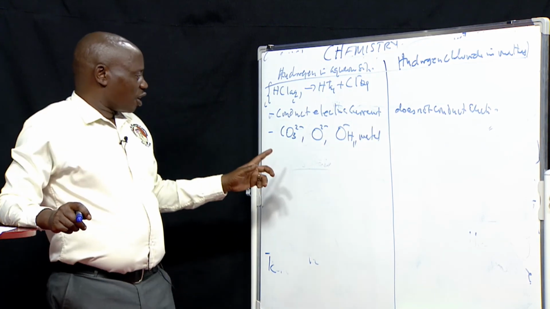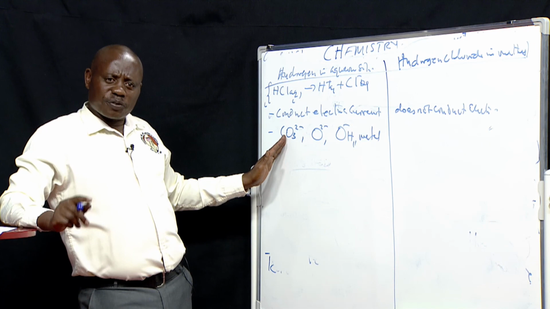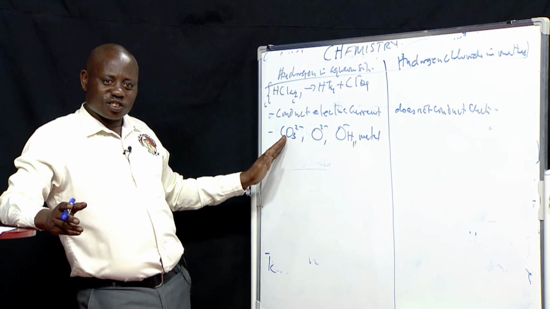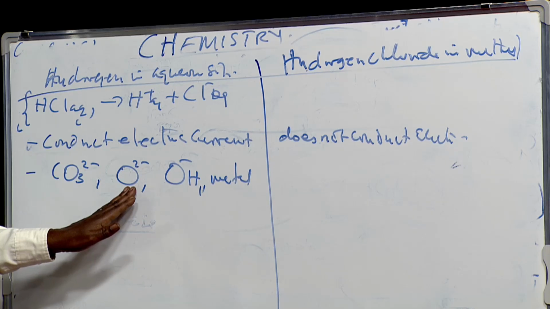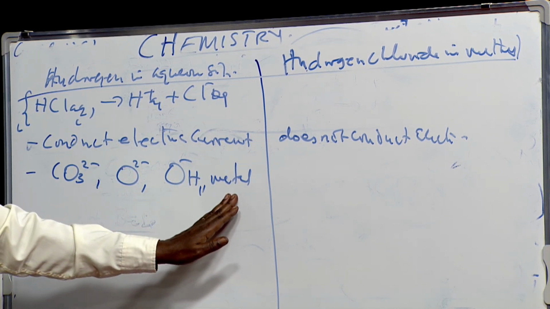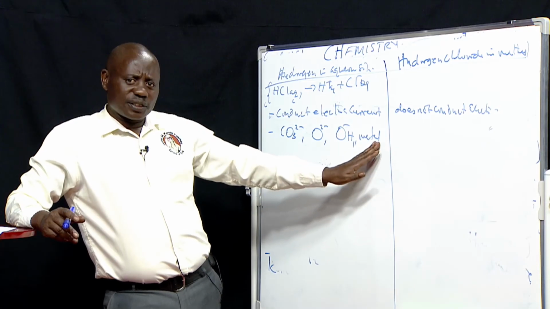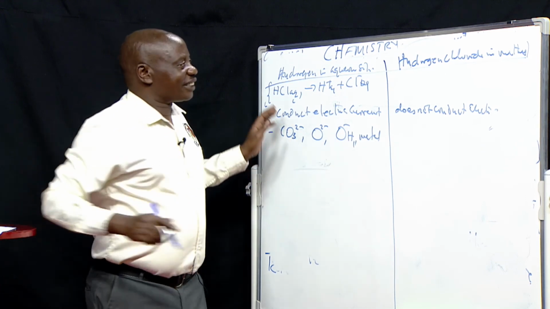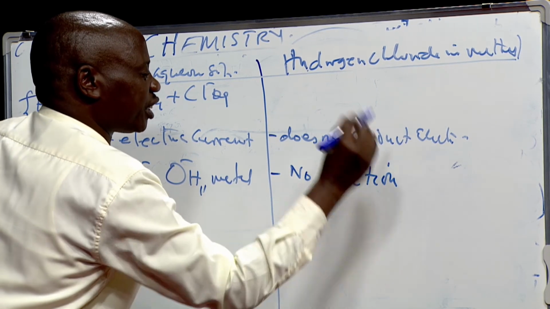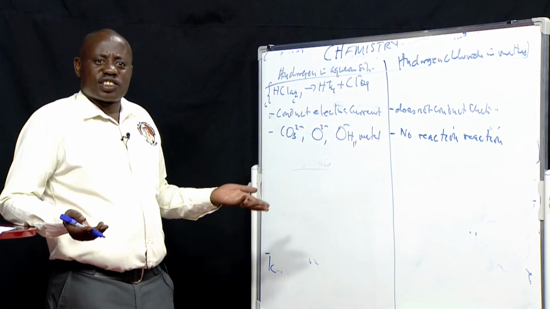Whereas aqueous solution reacts with all carbonates, apart from lead 2 carbonate and silver carbonate, where the reaction is very slow. Then it reacts with all oxides, all hydroxides, and all metals above hydrogen in the reactivity series. But in this case, there is no reaction, meaning there is no observable change.